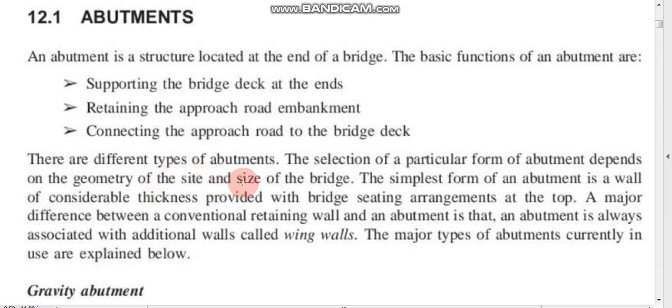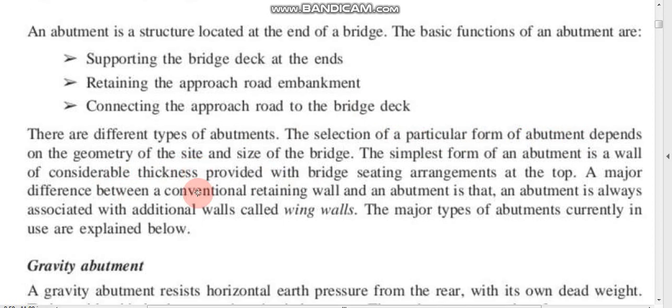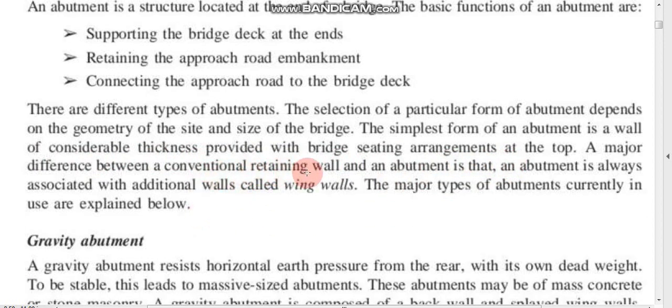There are different types of abutment. The selection of a particular form of abutment depends on the geometry of the site and size of the bridge. The simplest form of an abutment is a wall of considerable thickness provided with bridge footing arrangements at the top. A major difference between a conventional retaining wall and an abutment is that an abutment is always associated with an additional wall called the wing wall.